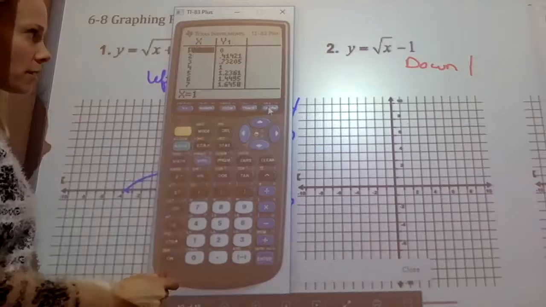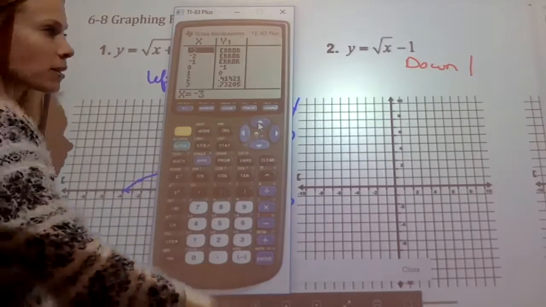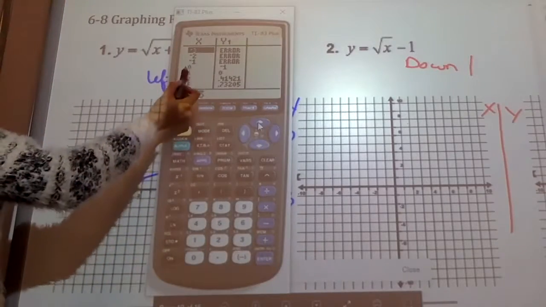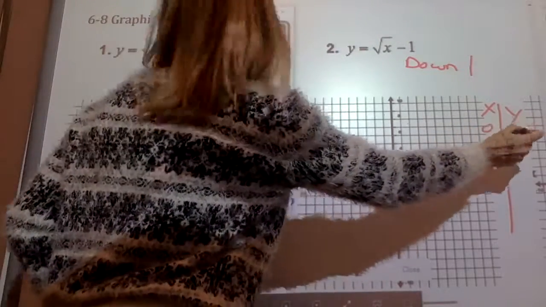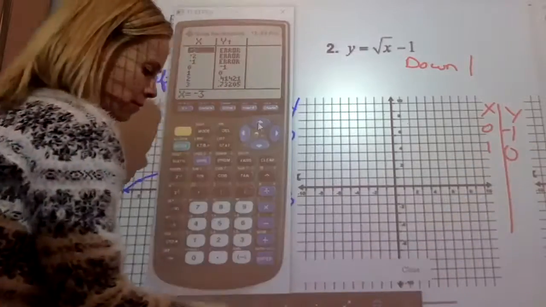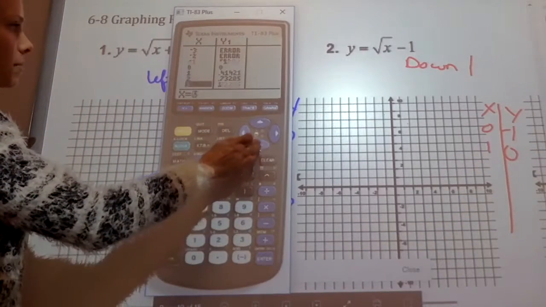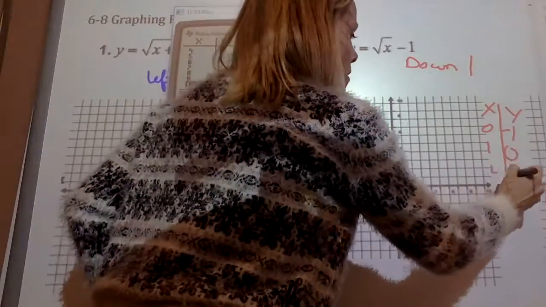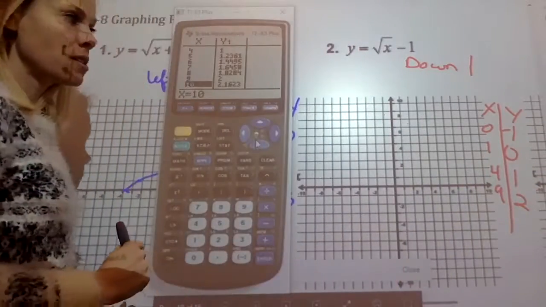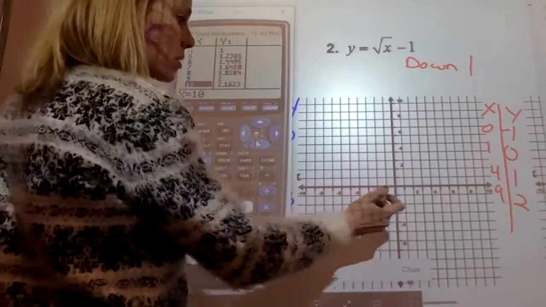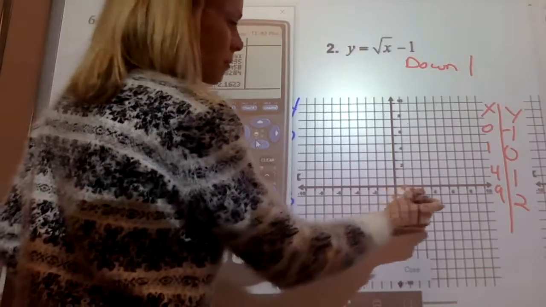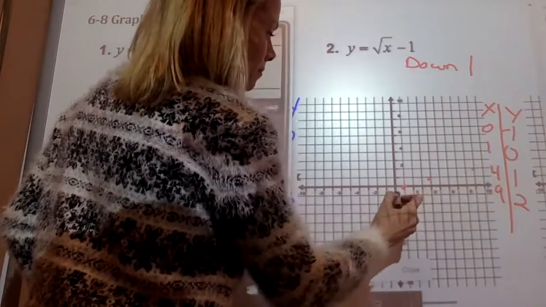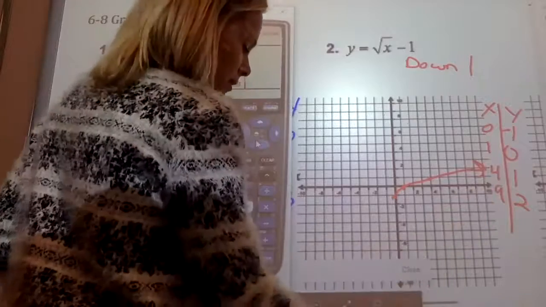Second graph, let's find some points to graph here. So I set up my table, x, y, and I could graph 0, negative 1, 1, 0. Let's scroll down, find some more points. 4, 1, 9, 2. So on these, if you have 3 points, 4 points, that's pretty good. 4, 1, 9, 2. And there's my graph.